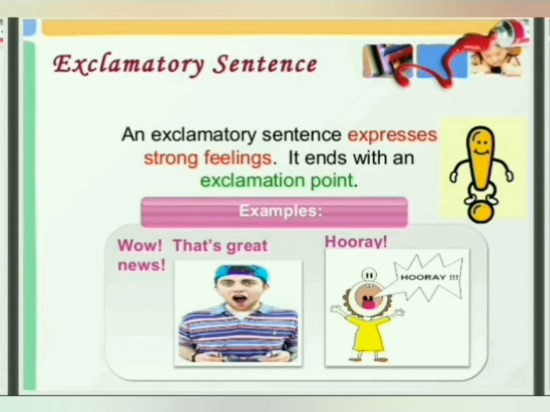And next one, exclamatory sentence. An exclamatory sentence expresses strong feelings. It ends with an exclamation point. For example, whoa, that's great news. Hooray. See, these are examples for exclamatory sentences.